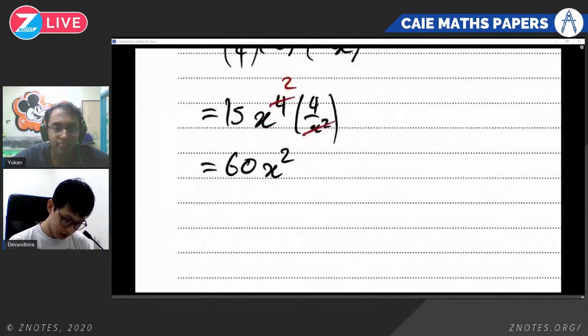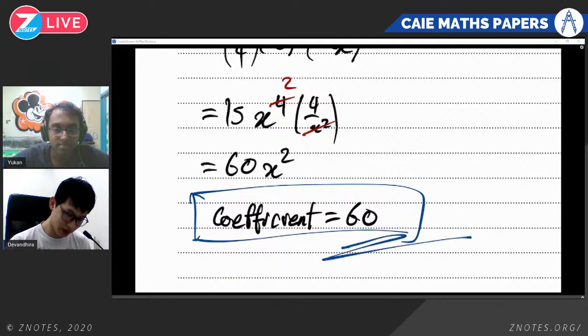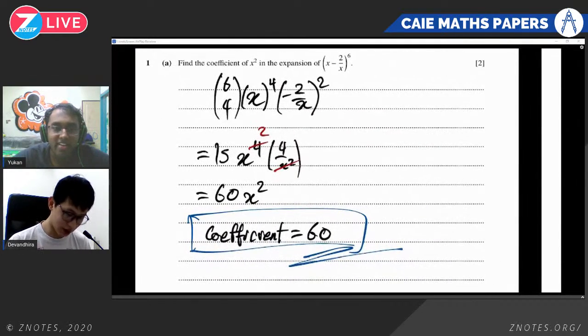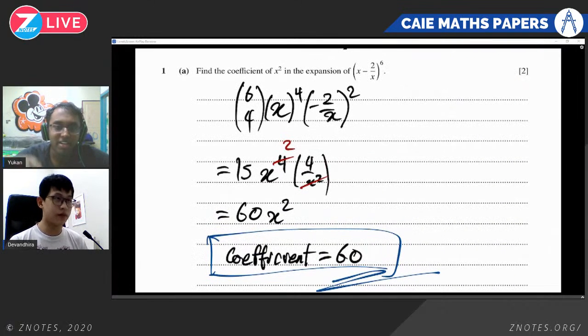Mm-hmm. So right now we just have to write that the coefficient is 60, and that's our answer. Is that right, Yugan? Yep. Exactly. Just to add, if any of you students are a bit unsure about finding coefficients of specific powers, you can just list out the binomial expansion until you notice that it gives an x squared or whatever term they're asking for. That's correct. If you're unsure, that's the best thing you can do to get those marks.